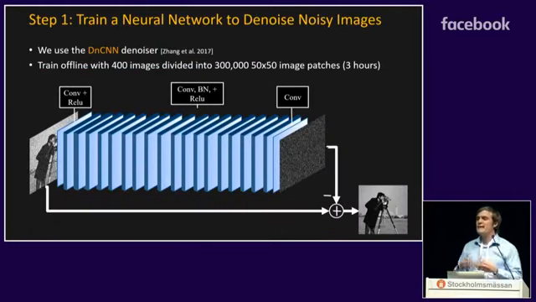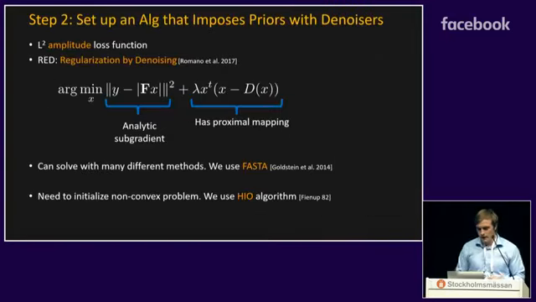So in this work, we trained the state-of-the-art DnCNN image denoiser, which consists of 20 convolutional layers with batch normalizations and ReLUs stacked in between. And we trained it using 300,000 patches, which takes about 3 hours on a Titan X. We then put it into the following optimization framework, which consists of 2 terms. First, an L2 amplitude loss function on the left, which penalizes differences between your observations and your predicted observations, absolute value of Fx. And then a second term on the right, which comes from a paper called regularization by denoising.